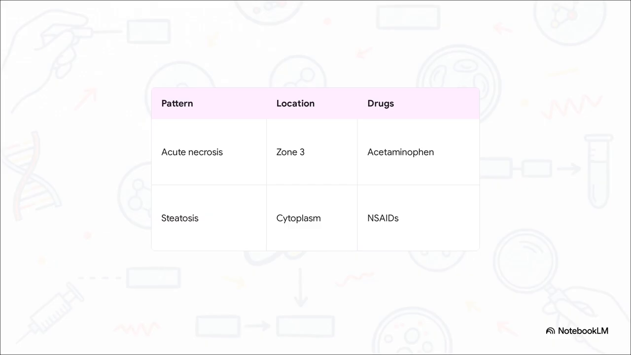Other drugs leave totally different fingerprints. NSAIDs and amiodarone can cause macrovesicular steatosis, meaning a single massive fat droplet forms and shoves the cell's nucleus out of the way. Meanwhile, drugs like tetracycline and valproic acid cause microvesicular steatosis, which fills the cytoplasm with tiny little lipid droplets while the nucleus stays perfectly centered.